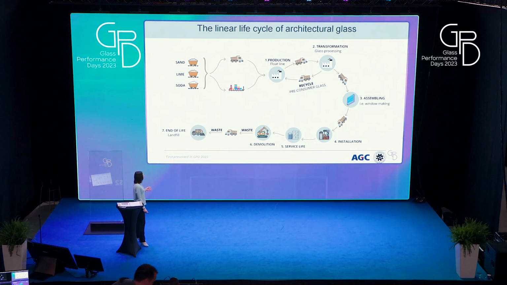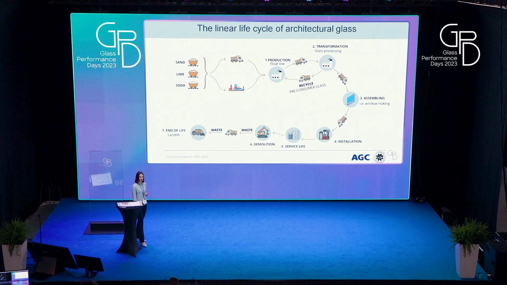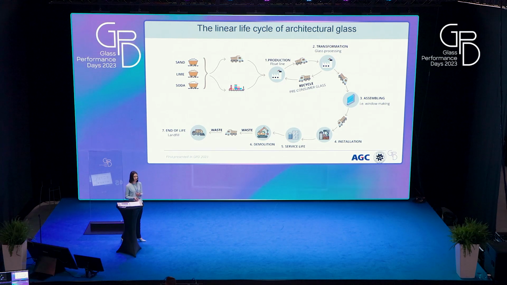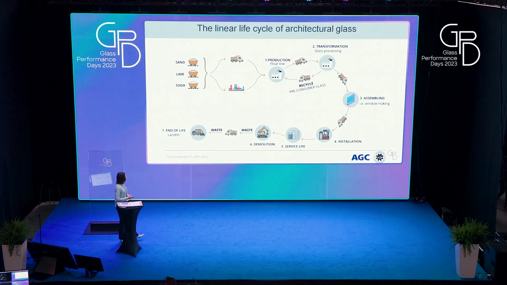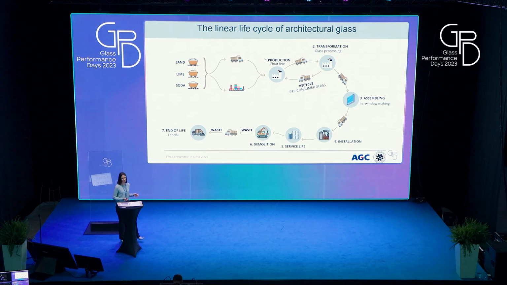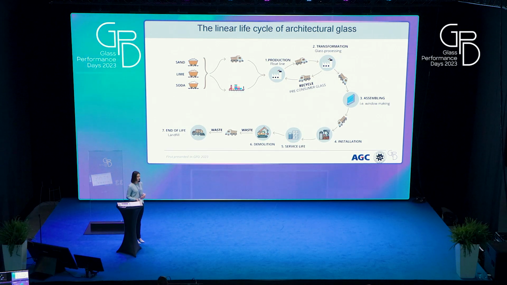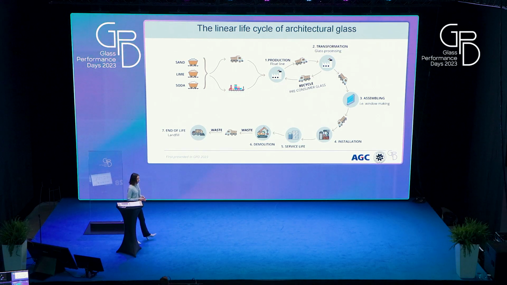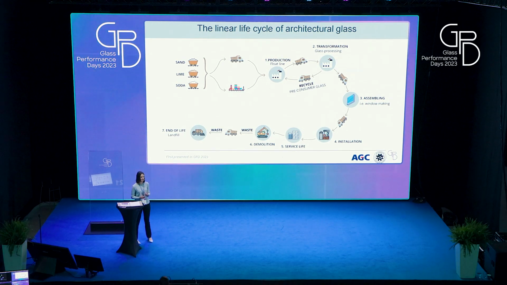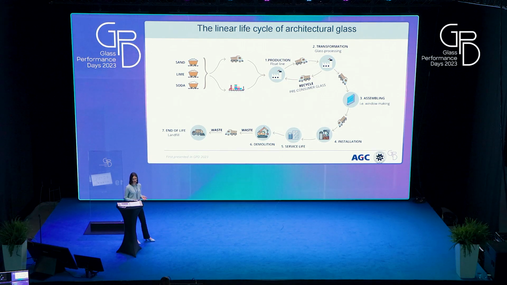And during this open loop, the glass waste that is produced could be divided into two categories. We have the pre-consumer glass waste and post-consumer glass waste. The pre-consumer glass waste is produced before the glass reaches the market. Instead, the post-consumer glass waste is produced during or after the use, so during the installation, the service life, and the demolition phase. So far, only the internal pre-consumer glass is actually recycled back in the float line as cullet. Instead, the post-consumer glass is almost never recycled.